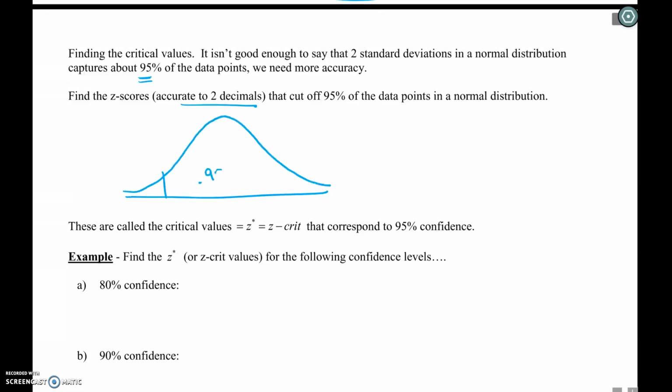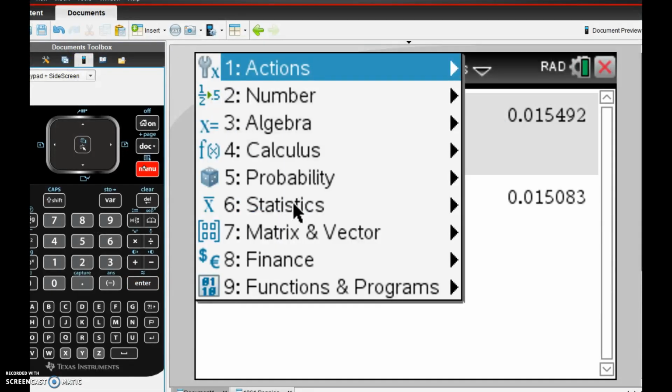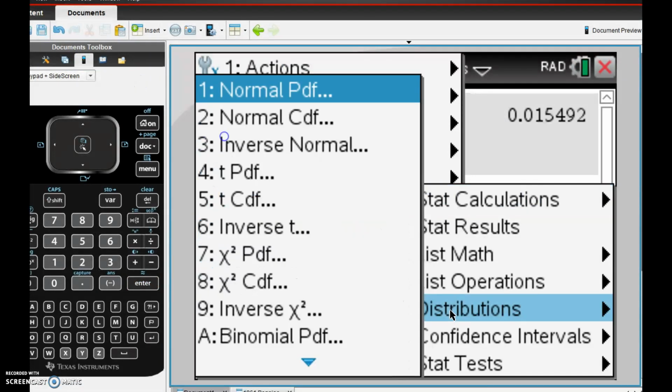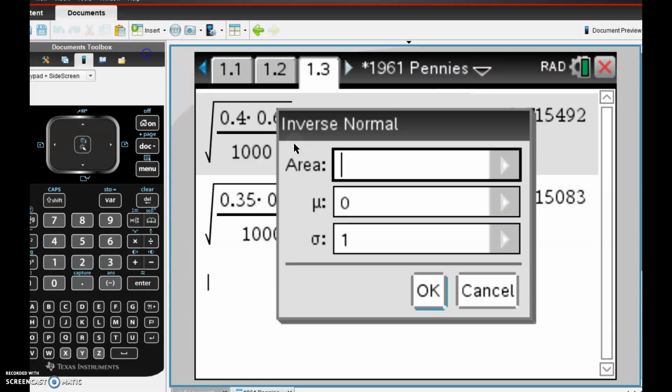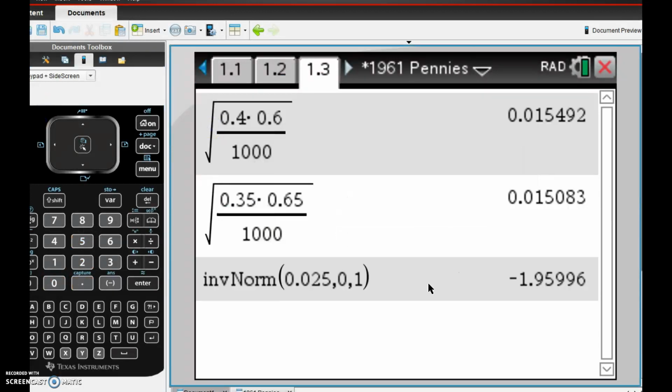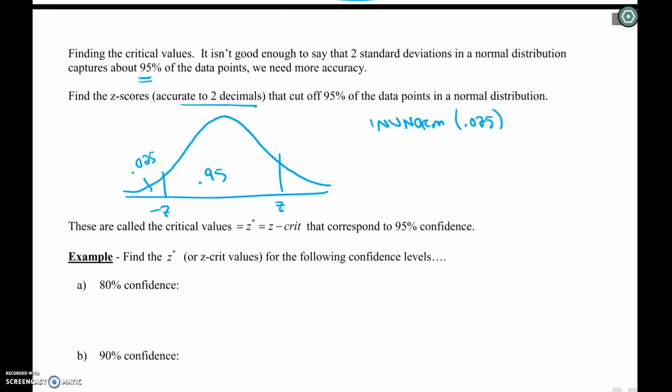So if I want 95% in the middle, and I want these z-scores, that is 0.025 on the tails. This is the inverse normal function, and I'm just going to put in 0.025. This will give us a more accurate z-score for that cutoff. Inverse normal, 0.025, negative 1.96. So z equals negative 1.96 to z equals positive 1.96.